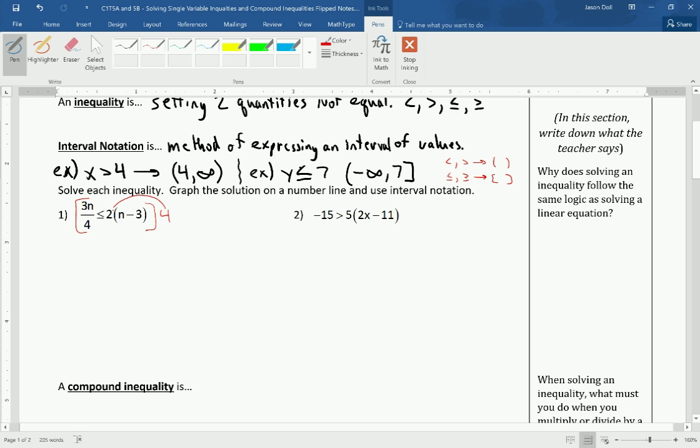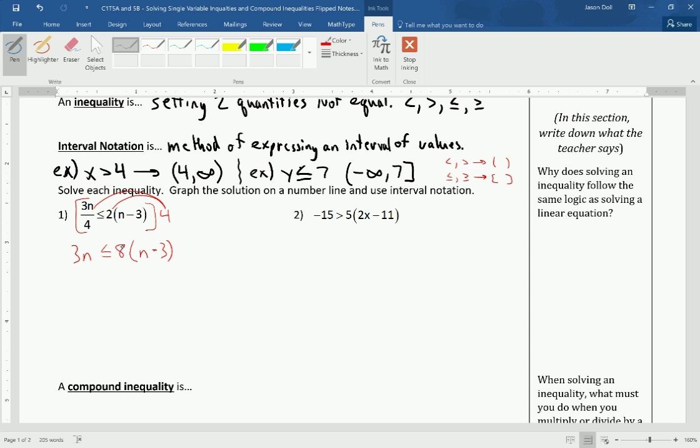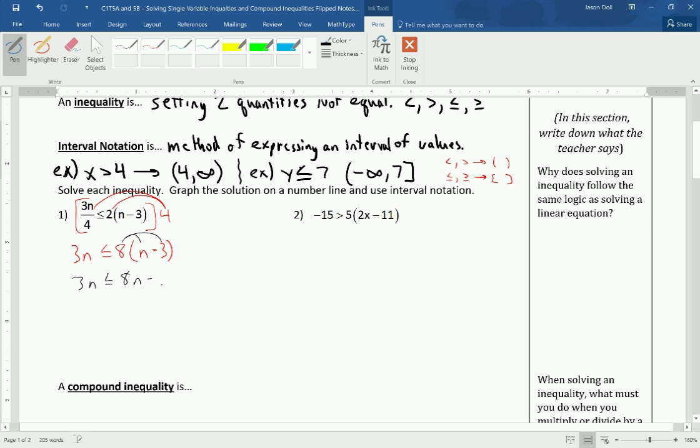Now, remember we talked about if it's in parentheses, it's safe, so that n minus 3 does not get hit by the 4. The 2 does, and so does the 3n over 4. So what I'm going to end up with then is 3n is less than or equal to 8 times n minus 3. All right, so now next up, I've got some parentheses to simplify here. So I'm just going to distribute, get 3n equals 8n minus 24.